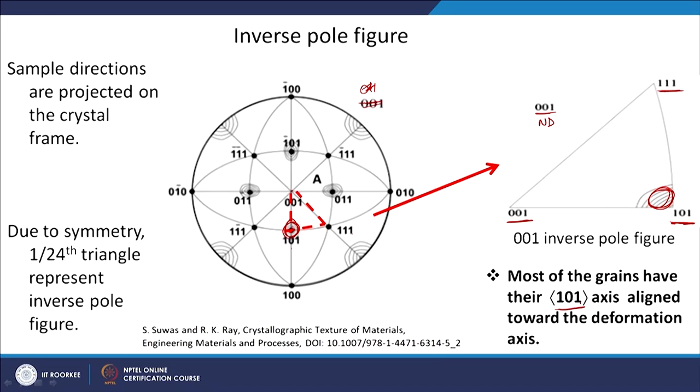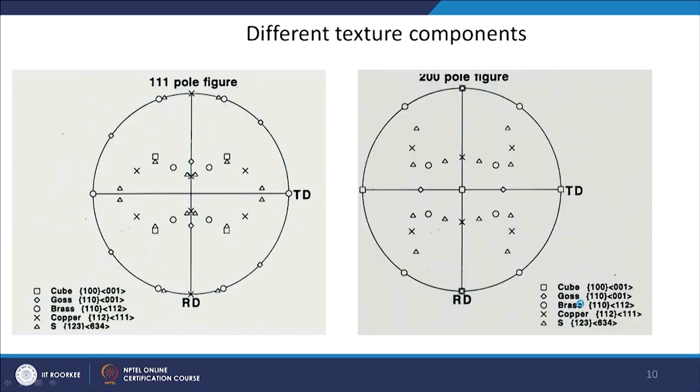Now, different texture components can be shown on the pole figure. Already we have seen two, cube and Gauss. Those two are also shown here. Then there are some more: brass, copper and S. Different symbols are used for them, which are shown on the pole figure. So if you are plotting a 111 pole figure, you will get information like this. If you plot a 200 pole figure for the same orientations.